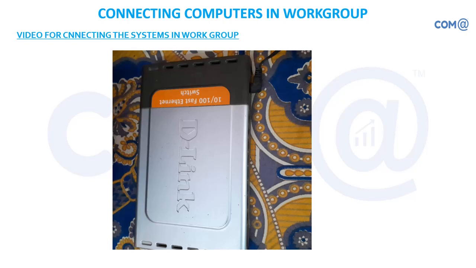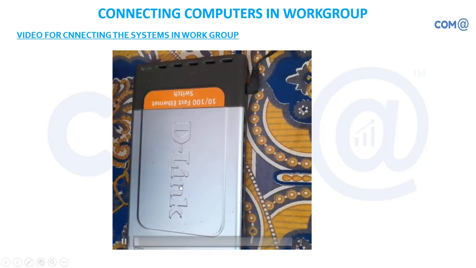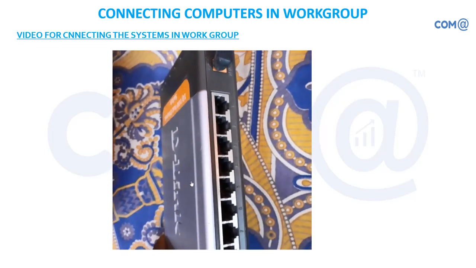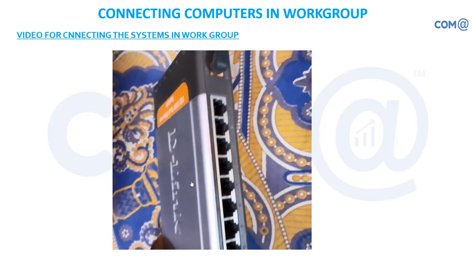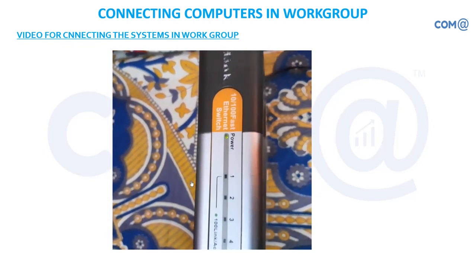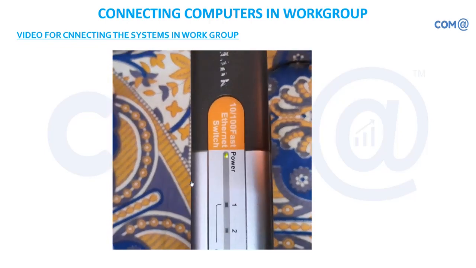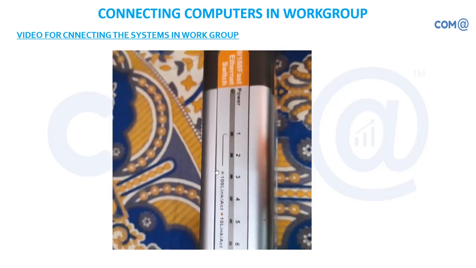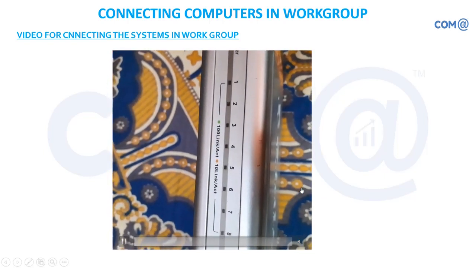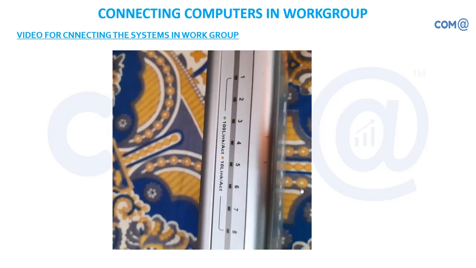So how to connect the systems into the hub, just having a demo here. So here we are seeing we have a D-Link switch. You can find 8 ports. It is an unmanageable switch, and you're seeing the power signal, right? So it is powered on and it has 8 ports available, and you'll be able to see whether it is active or not.